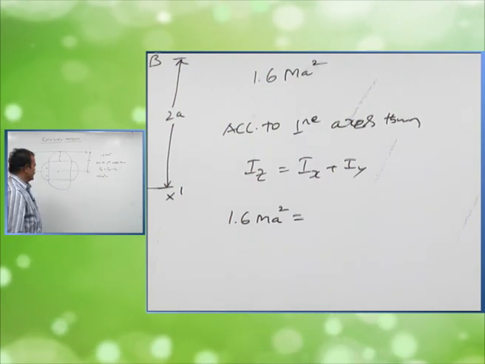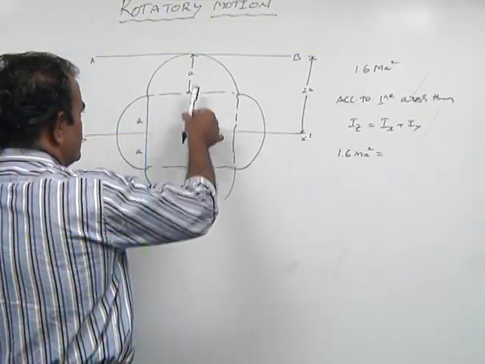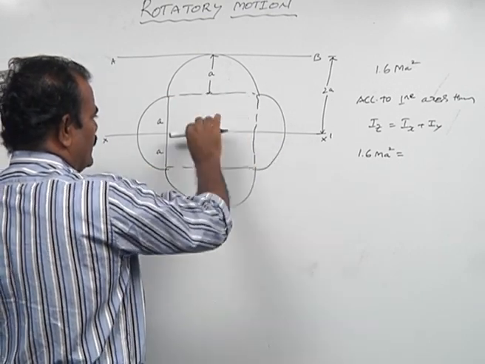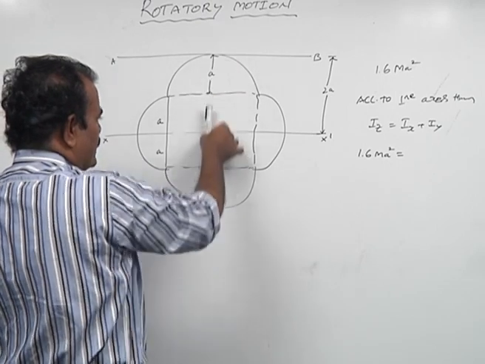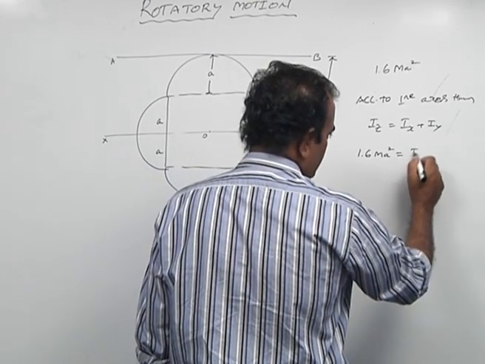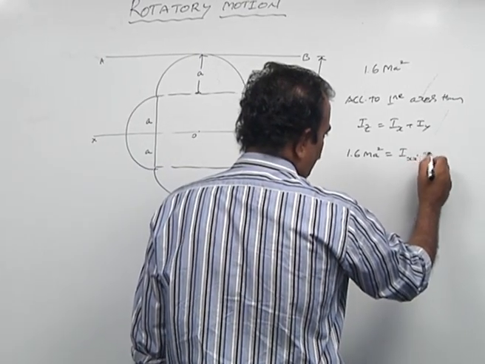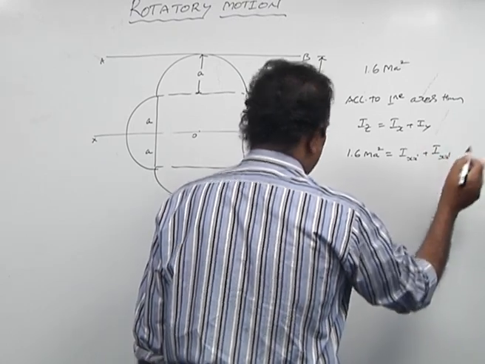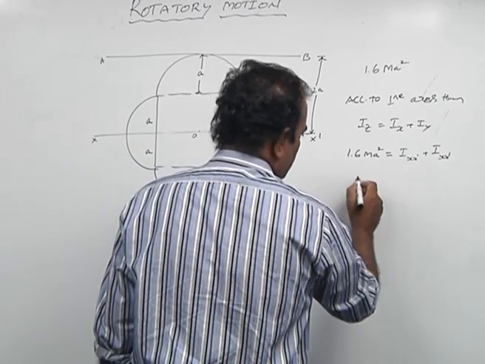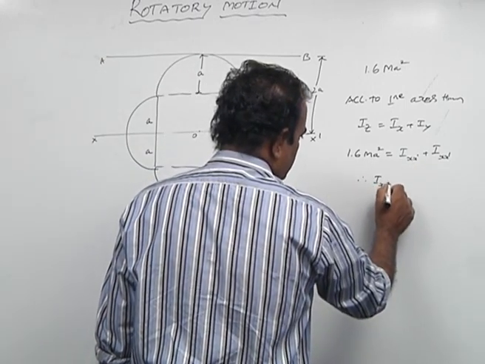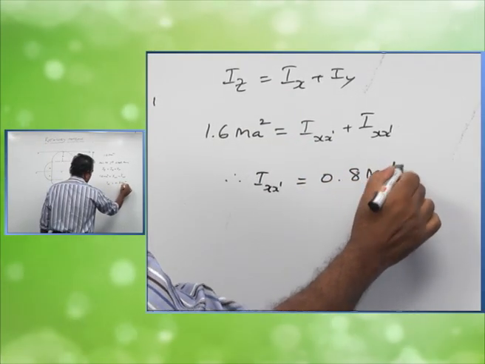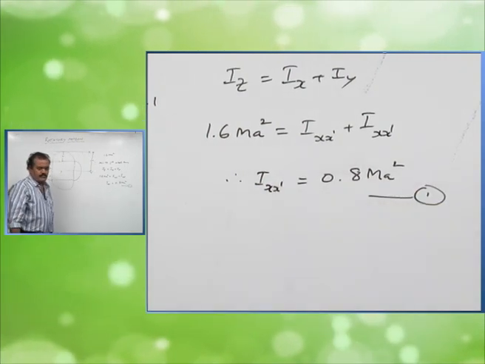And Ix plus Iy is this one, and we can take the same here also, because this is a symmetrical body. That's why Ixx dash, if you take this axis, both are perpendicular and both are equal to each other. We can take another Ixx dash along this axis too. Therefore Ixx dash will be taken as 0.8 Ma square. That is the first equation.